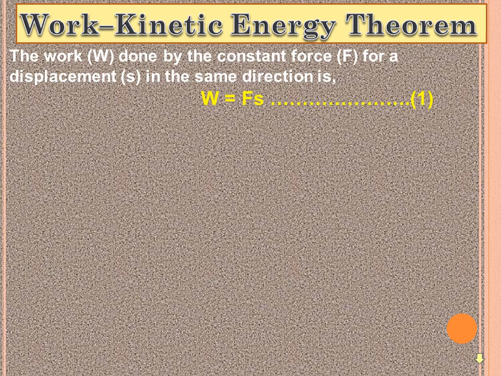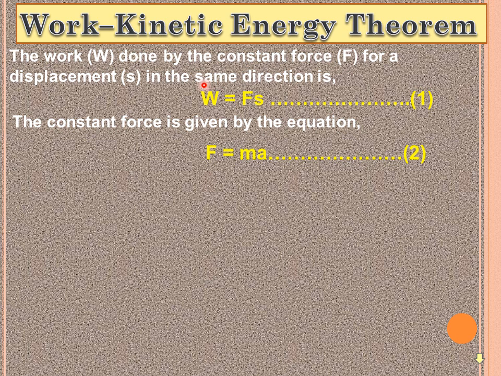Now, an important theorem, which is the work kinetic energy theorem. Work and energy are equivalent. The amount of work that the body can perform is the work done by the constant force F for a displacement s, in the same direction. Therefore, work is equal to force into displacement. Let us have this as equation number 1. The constant force is given by the equation from Newton's second law of motion: F is equal to mass into acceleration.